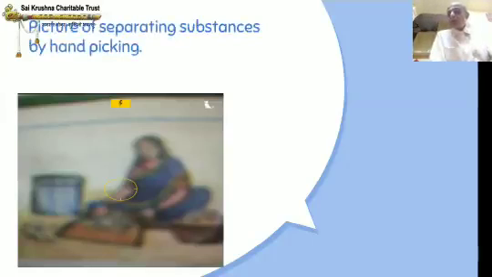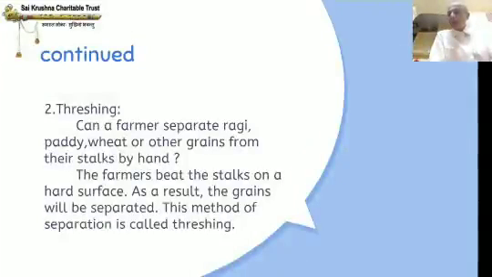Okay, now this is hand picking. This is a picture of hand picking. Then the next method of separating the mixture is threshing. What do we mean by threshing? Let us understand it in detail.